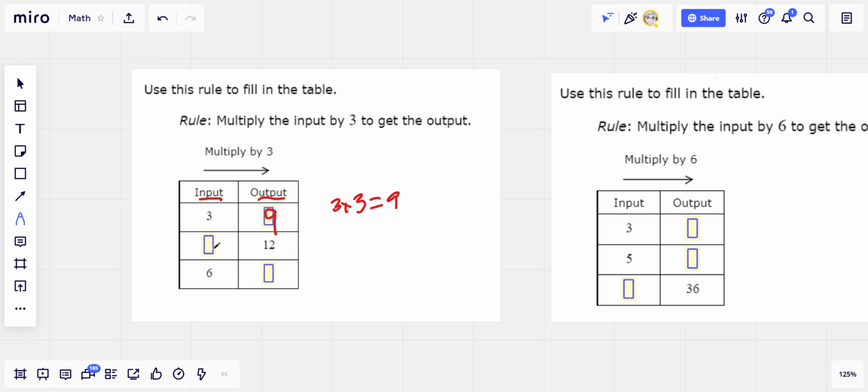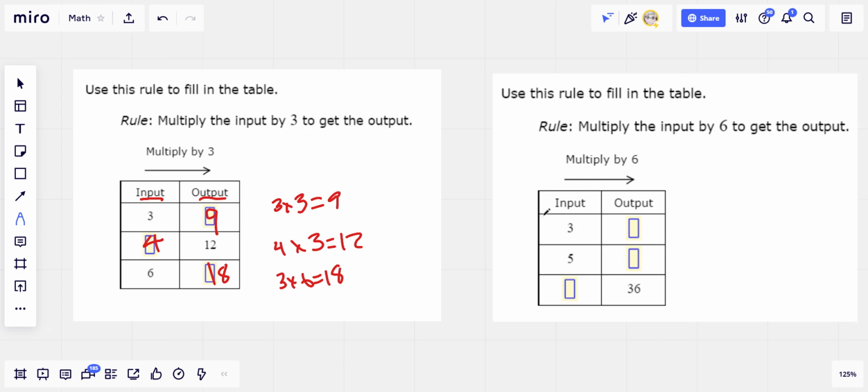Now here, we've got a blank for the input, but we've got an output of 12. Since we're multiplying by 3 in this table, since that's the rule, you have to ask yourself, what do you multiply by 3 to get 12? Well, that is 4 because 4 times 3 is 12. So that's what's going to go in here. When you multiply this 4 by 3, you get 12. And then for the last one, we've got a 6. We follow the rule. We multiply by 3, and we get 18 because 3 times 6 equals 18.